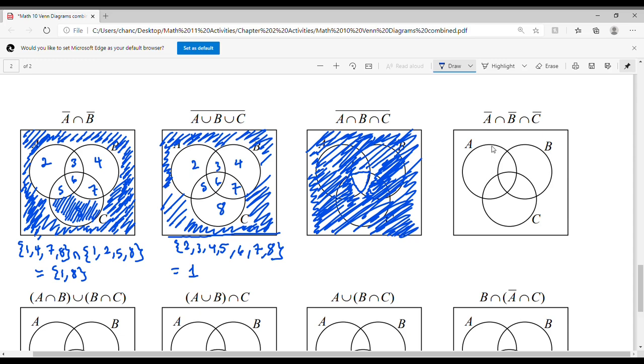For this example, let's label the regions 1, 2, 3, 4, 5, 6, 7, 8. Now we're looking for A complement intersect B complement intersect C complement. A complement would be everything outside of A, which is 1, 4, 7, 8. Intersect that with B complement. B complement is everything outside of B. That's going to be 1, 2, 5, 8. I'm going to intersect that now with everything outside of C, which is 1, 2, 3, 4.